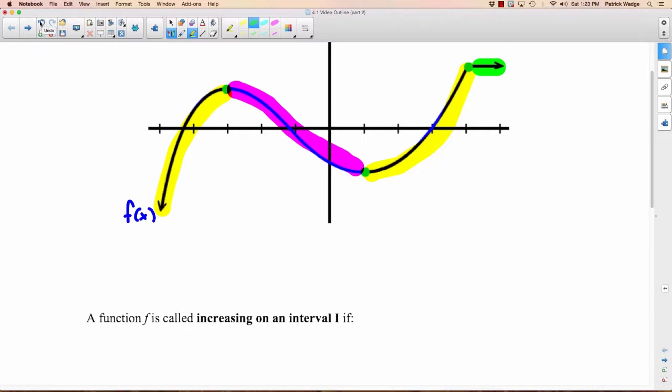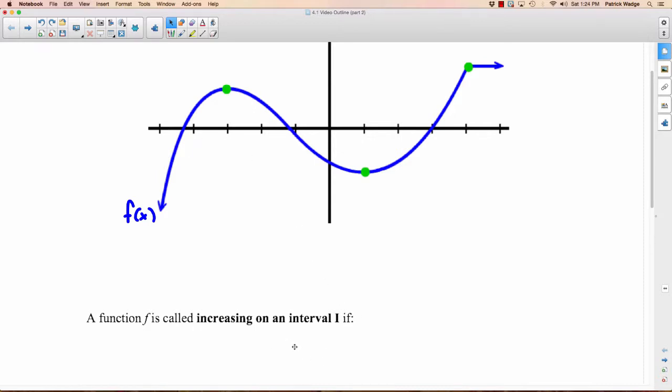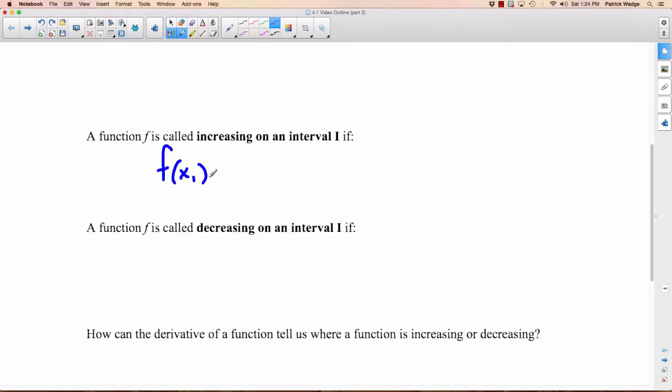Okay, I hope that's pretty common sense, but what we want to do now is give a more mathematical definition of increasing and decreasing. It'll be very useful for us as we move forward in calculus. So basically what we say is a function f, like this blue function, is called increasing over a certain interval, right? We can't say this whole function is increasing because it's not always increasing, but we can say it's increasing over an interval I if f of x1 is less than f of x2 whenever x1 is less than x2 in I.